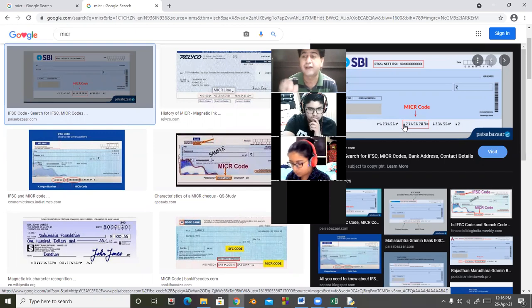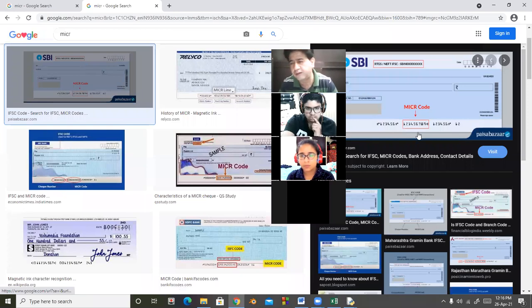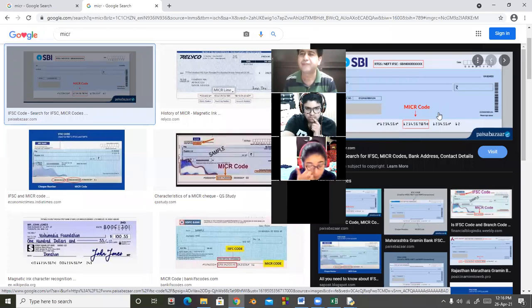So this is called MICR. In MICR, these are used in the bank for fast processing of checks. There is a machine, the device used for scanning this, called a MICR reader.